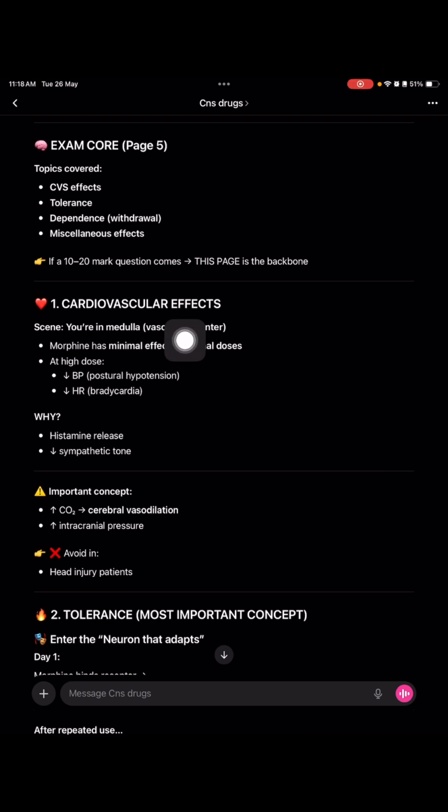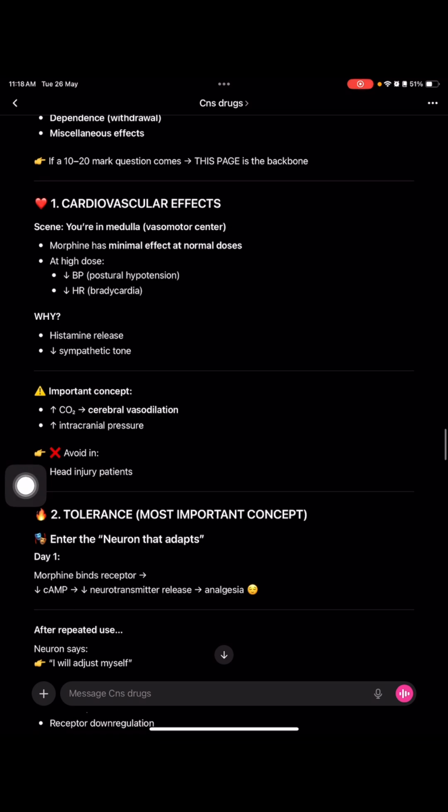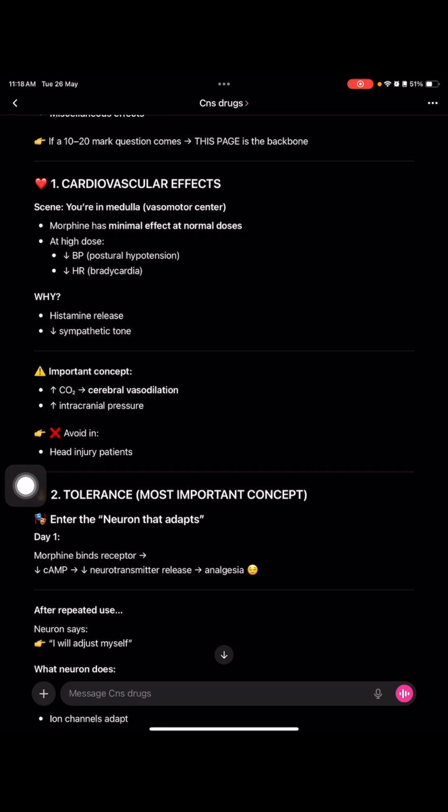So the serious effects we had seen: there will be hypotension, in the medulla where there is the vasomotor center. Morphine has minimal effect at a normal dose, but on giving a higher dose of morphine, there will be reduced BP and reduced heart rate, so postural hypotension and bradycardia. Why? Because histamine release is occurring. It will reduce the sympathetic tone, and it will make your blood vessels less constrictive. And important, increased CO2 will cause cerebral vasodilation and increase cranial pressure. So we have to avoid morphine in head injury patients. Always remember, morphine is not used by neurosurgeons when they handle head injury patients.